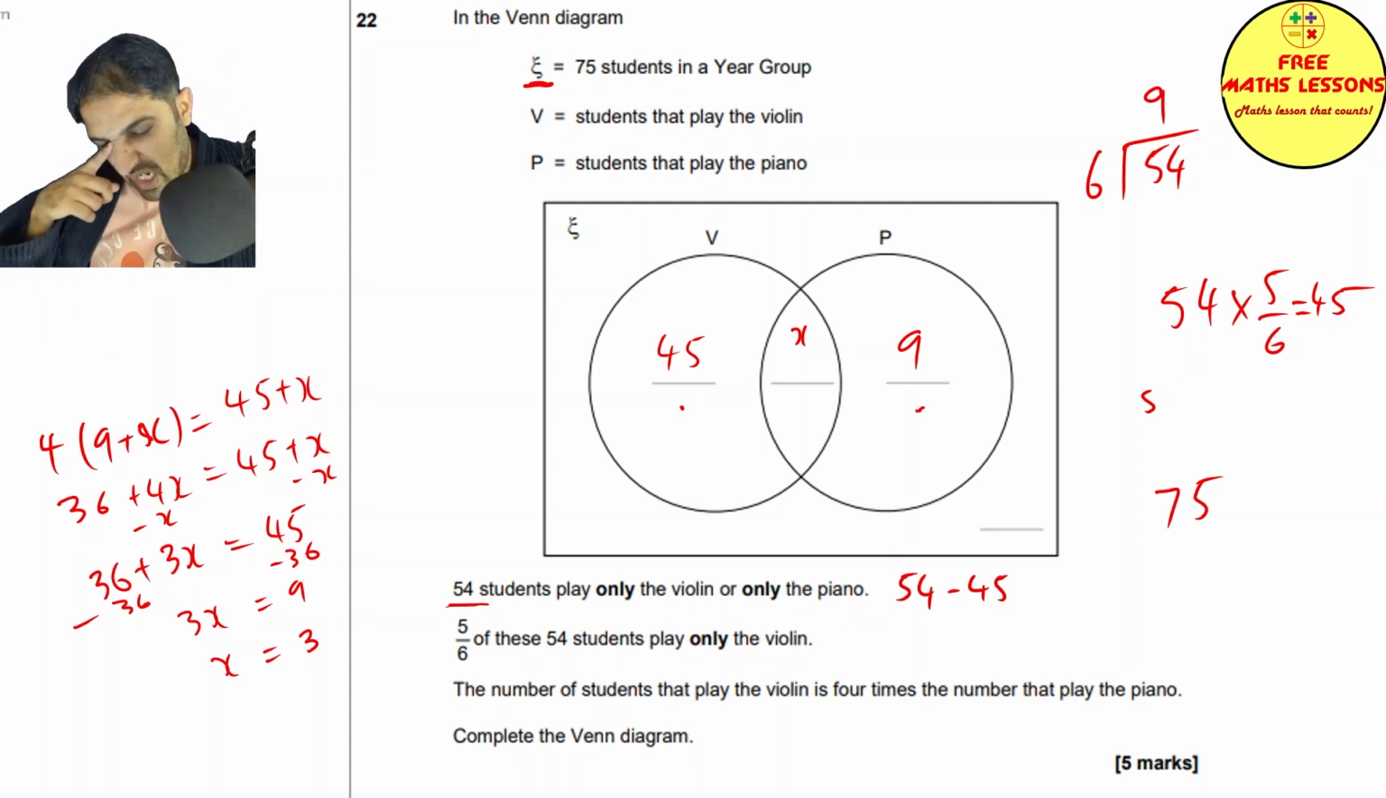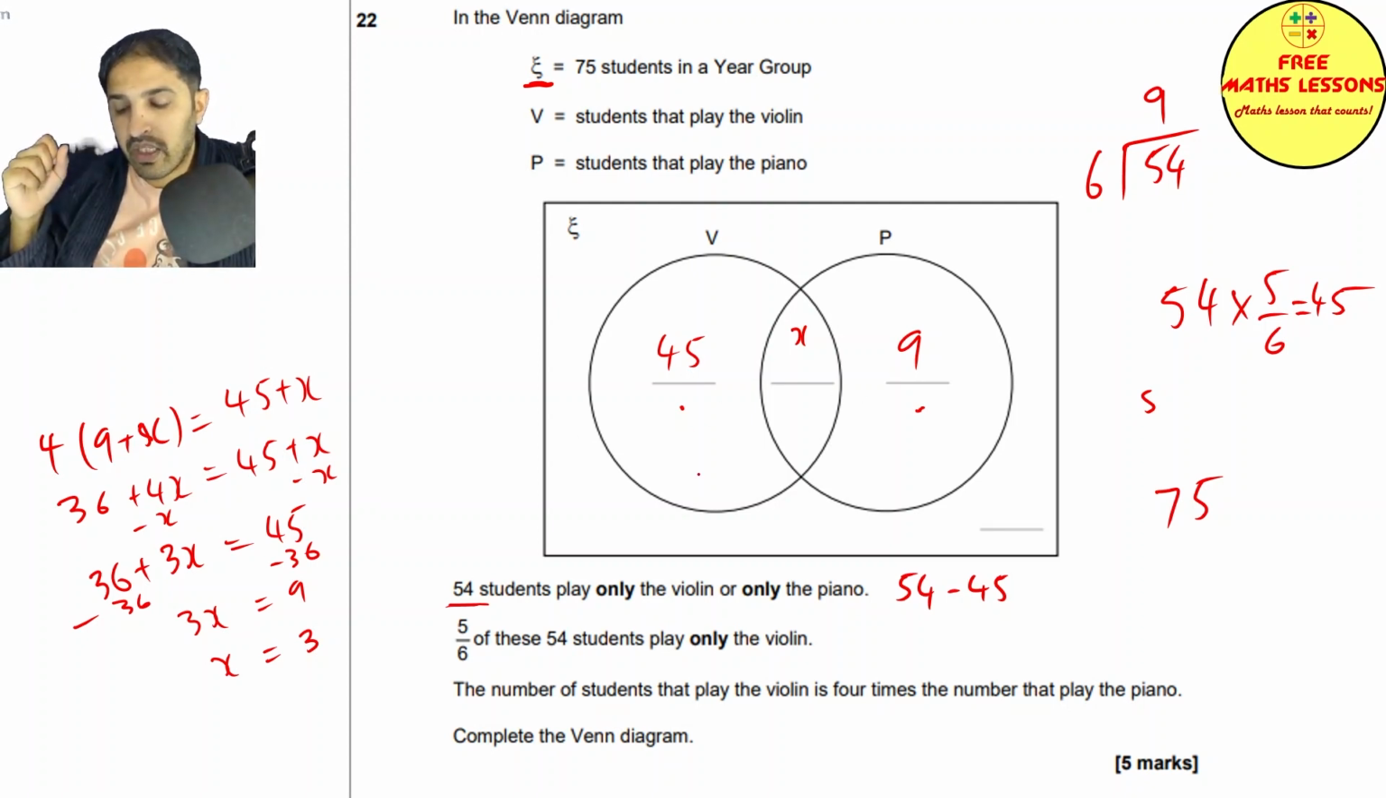Now just check that, okay? If x is 3, this violin circle would be 48. And if x is 3 again, the piano circle would be 12. 12 times 4 is 48. So that satisfies this equation. So we know this number here is going to be 3.